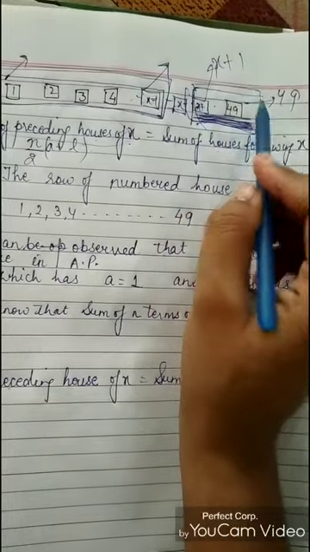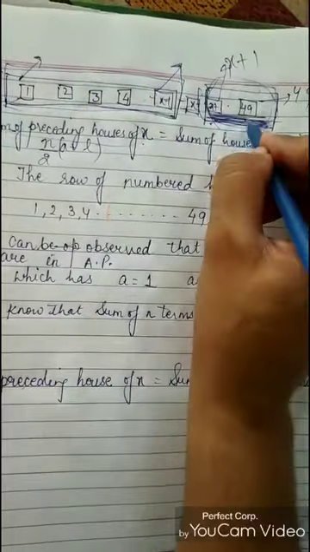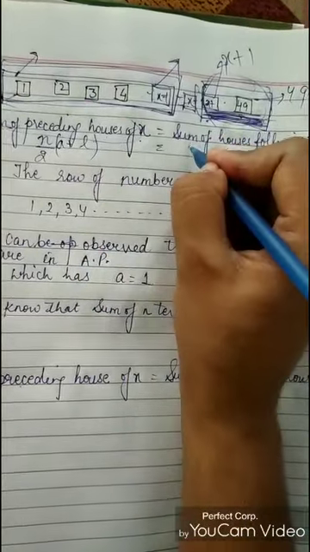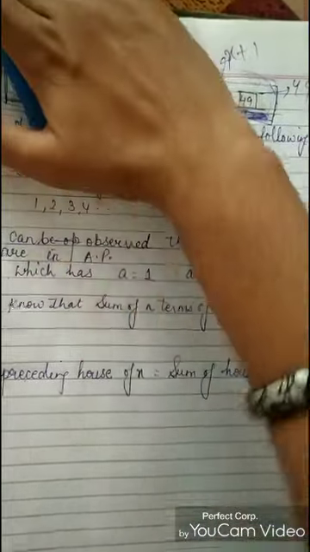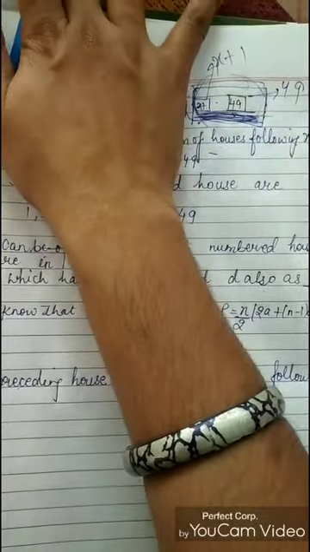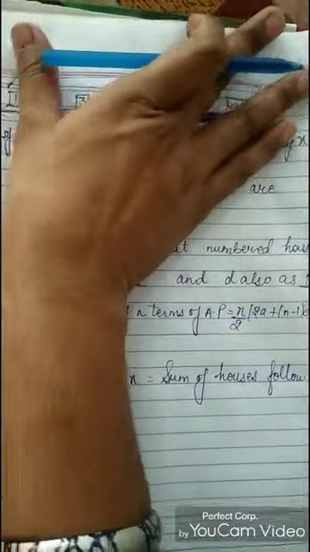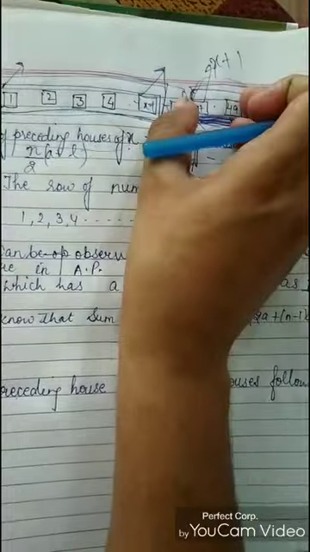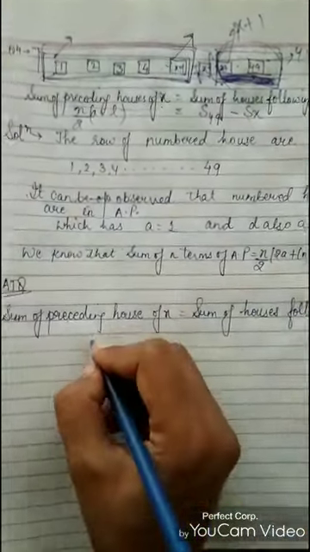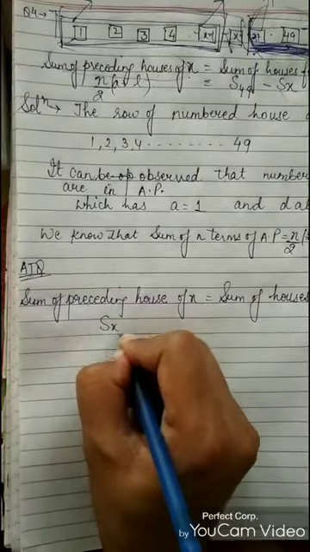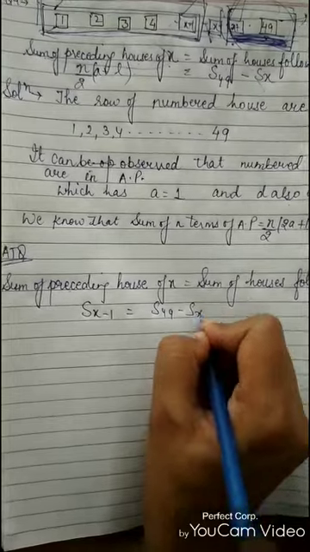So for finding the sum of these terms, what we'll do is take the sum of all the terms, S49, right, minus we'll subtract these terms, x plus 1 terms, x terms. So after subtracting from the full, we'll get the sum of these terms. So we'll subtract S of x. So the sum of preceding is S of x minus 1 is equal to S49 minus S of x. Now we have to solve for this.